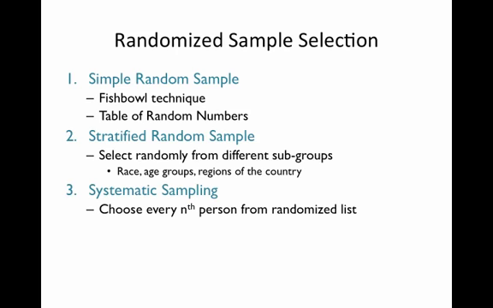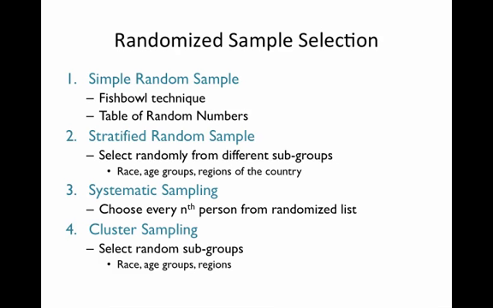Another way is systematic sampling. This is where you're going to choose every nth person from a randomized list, and this is a number that you're going to predetermine. So you could have your entire list alphabetically, and you're going to go down your list, and every 17th person, you're going to include them in your sample.